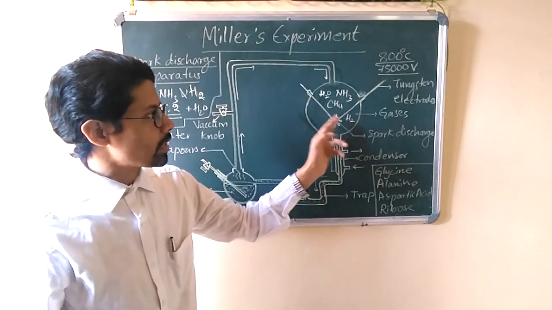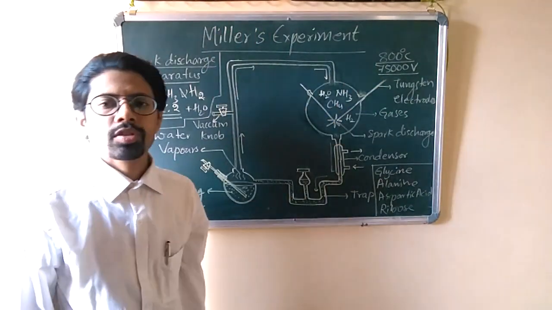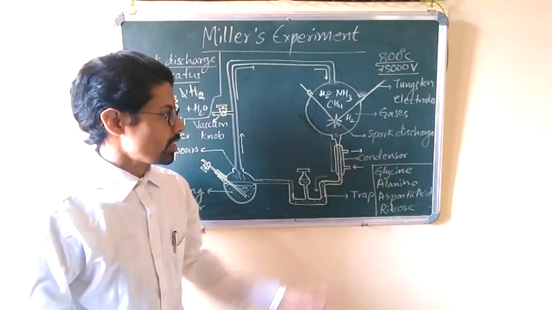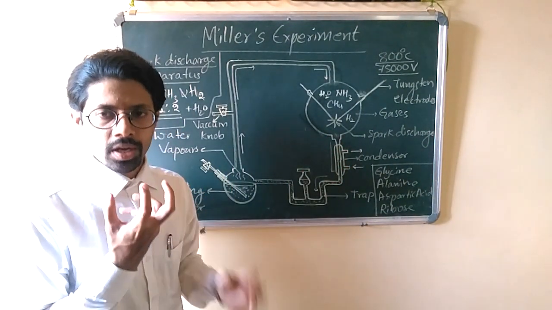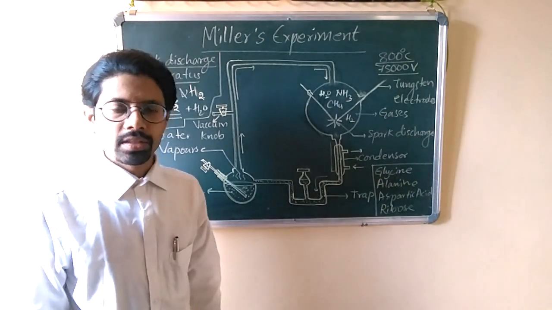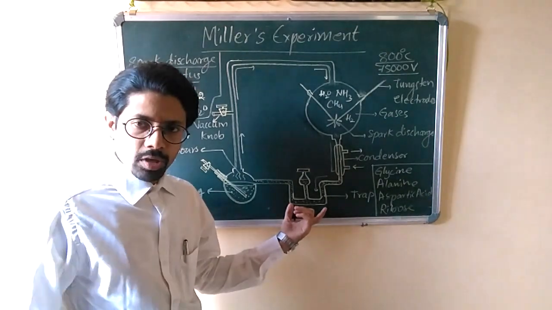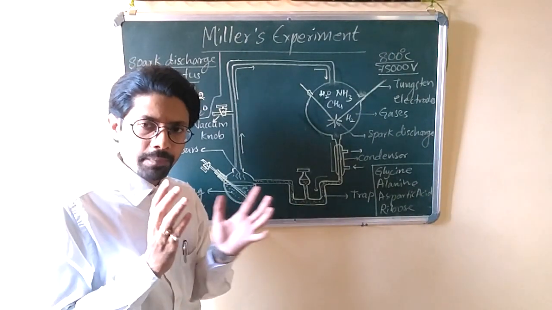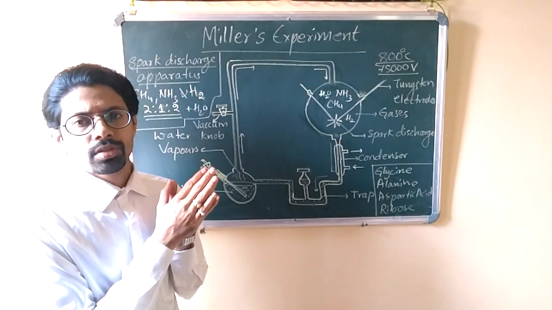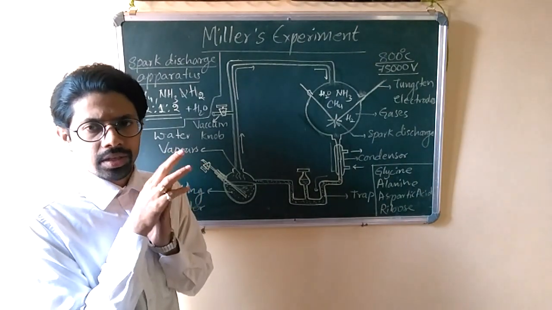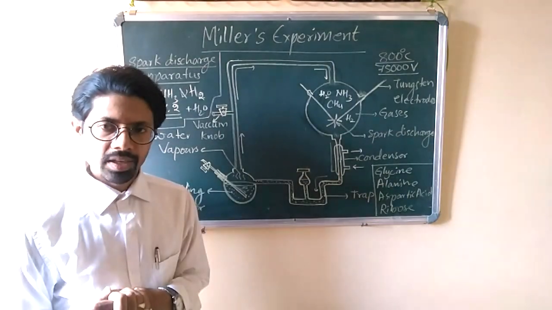Tungsten electrodes were used, having a voltage of around 75,000 volts, and the temperature maintained was around 800 degrees Celsius. This was a condenser where cold water was circulating, so that the water vapors get cooled down and can be collected as liquid droplets. This trap is the region where these liquid droplets were collected, similar to the hot dilute soup of life. These chemical substances were then analyzed, and after analyzing they got results which gave an acceptable explanation for the chemical evolution of life, right?